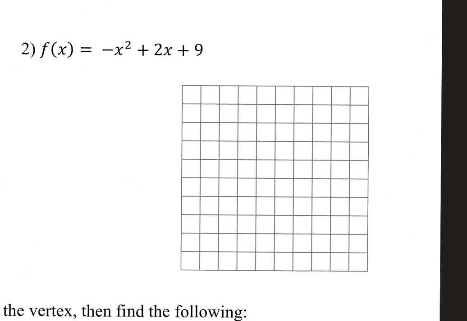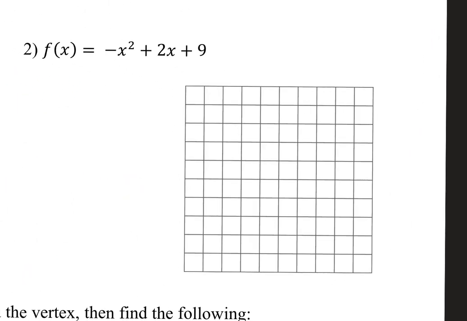All right, I'm going to do 2. So same set of instructions. The f of x is going to equal, group them together, negative x squared plus 2x plus 9. Take out the negative, negative x squared minus 2x plus 9. When you take the negative out, it changes the sign on the 2x.